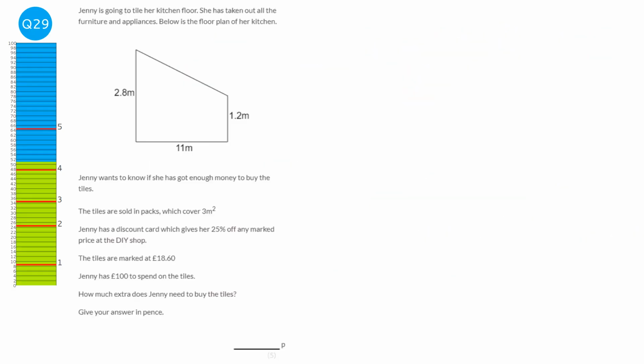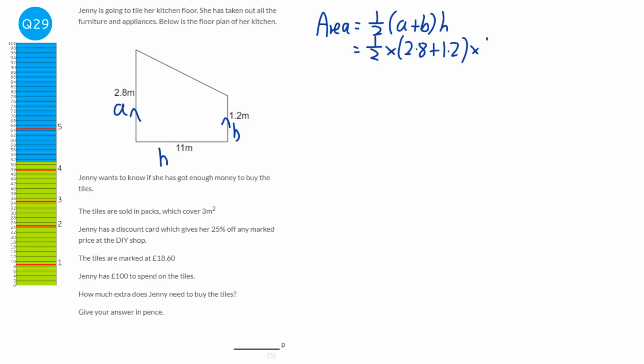The first thing we need to do is work out the area of the floor. And you'll notice that this is a trapezium. So with a trapezium, the formula is half a plus b times h. And a and b are the parallel sides. So these ones are the parallel sides. And the height is the one connecting the two bases, the two parallel sides. So we're going to start off by writing down the formula. So it'd be half a plus b h. So half times 2.8 plus 1.2 times 11. And when we do that, we get 22. So the area of the floor is 22 meters squared.